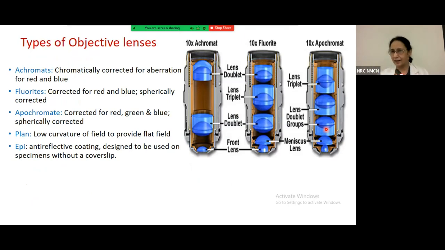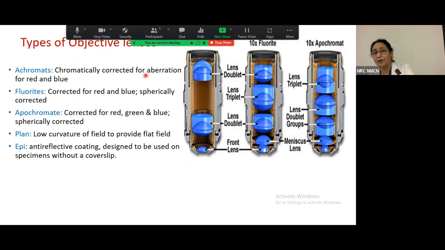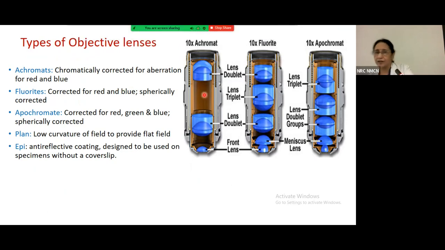So as I said, there are different types of objective lens. Some are achromats, which are chromatically corrected for aberration of red and blue. Then there are fluorites, which are corrected for aberration for red and blue, and also for spherical error. Then there are apochromats, which are corrected for red, green, and blue, and also spherically corrected. Then there are plan lenses, which have low curvature of field, so they provide a flat field of view. Then there are epi lenses, which have anti-reflective coating, and these are designed for use on specimens without a cover slip.